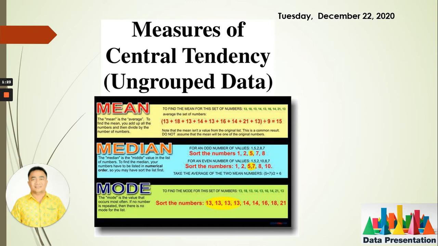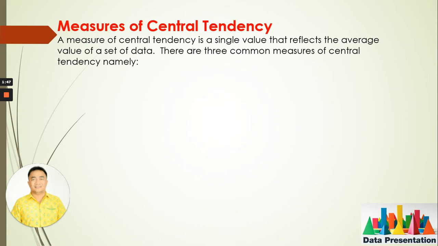Okay, now today we continue. So we are here now in the measures of central tendency for ungrouped data. Now this one is about calculation and interpretation of the data that we collected. So we have here three, the mean, median, and the mode. Okay, so we have here our second slide, this one. So we define first what is the measures of central tendency.